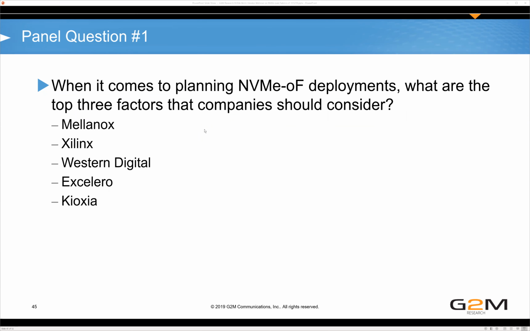So the first question is, when it comes to planning NVMe over Fabrics deployments, what are the top 3 factors that companies should consider? We'll start with Rob Davis and Mellanox. Sure. So first of all, performance of the network. You've got SSDs that can provide today 20 gigabits of performance, and by next year, probably at least a third more, maybe twice as much. And latency is under 10 microseconds, so you need a network that can support that.